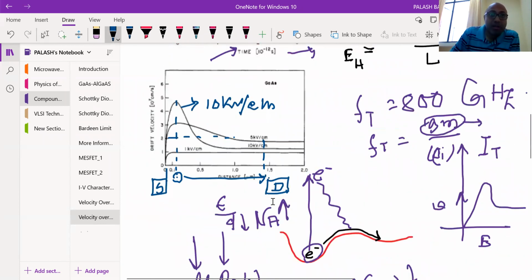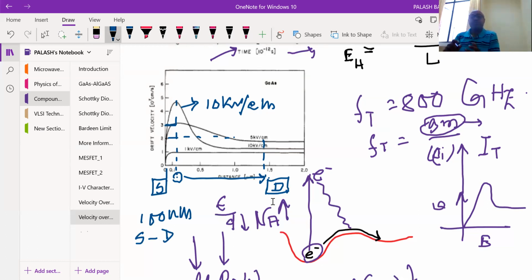You should be thinking about having a particular GM and what electric field corresponds to it. Suppose you want an electric field of 3, corresponding to, say, 1 micrometer or 100 nanometer. Your source to drain distance should be 100 nanometer. If your source and drain distance is more than 100 nanometer, what will happen? Remember, this curve is falling down.